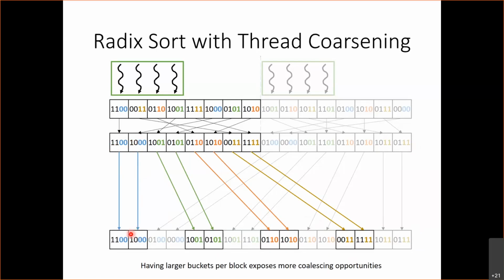Okay, I see. Thank you. So if I have 4 or 8 buckets and I'm going to have more than 4 or 8 warps inside of my thread block, and each warp takes a bucket and stores it to global memory, my coalescing behavior is actually going to be pretty good.